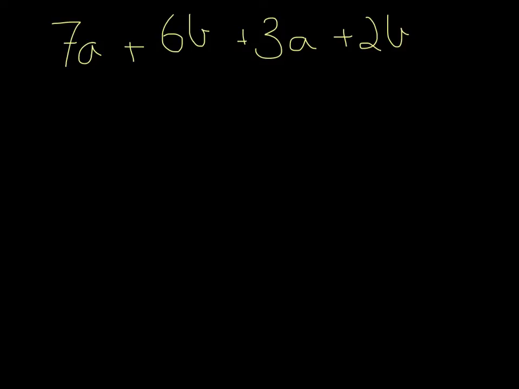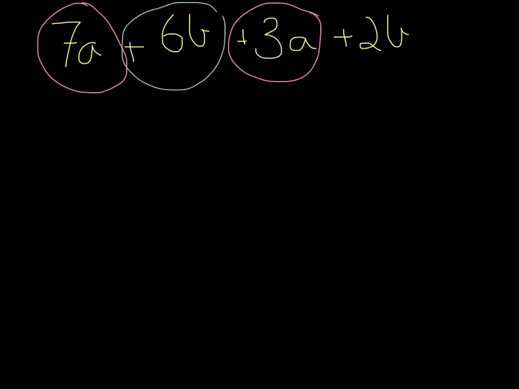Let's consider this expression: 7a plus 6b plus 3a plus 2b. Let's identify our like terms to start with. We've got a's and we've got b's. So you can see we've got 7a and 3a, and we've got 6b and 2b.